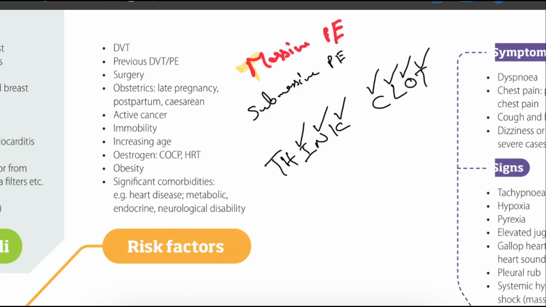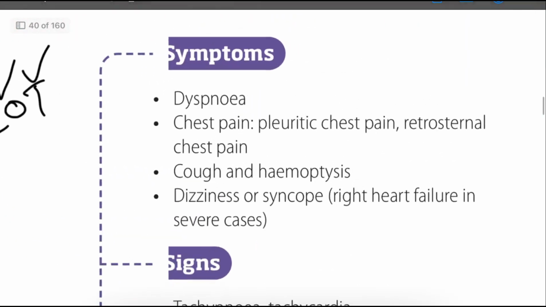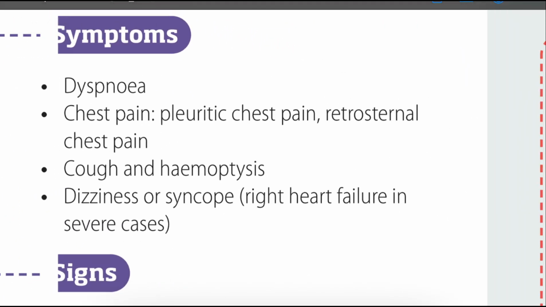Okay, and some moderate risk factors also, like heart failure, obesity, smoking, OCPs, and increasing age. These are the most common patient risk factors we can see. Next, clinical features of pulmonary embolism.